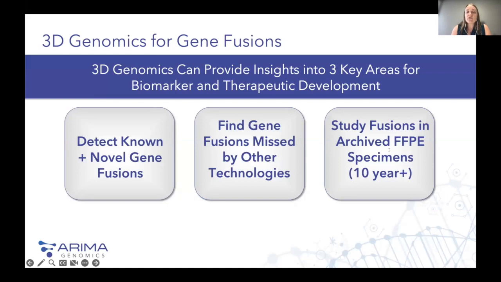So what we're seeing over and over again with these studies is that 3D genomics can really help cancer researchers in a few key areas. First, 3D genomics can help us detect known fusions that are identified by other gold standard methodologies. But 3D genomics also enables us to find key gene fusions and structural variants that are missed by those other technologies. 3D genomics has also really helped to unlock access to fusions from archived FFPE specimens, which can be very challenging to work with in other molecular assays.